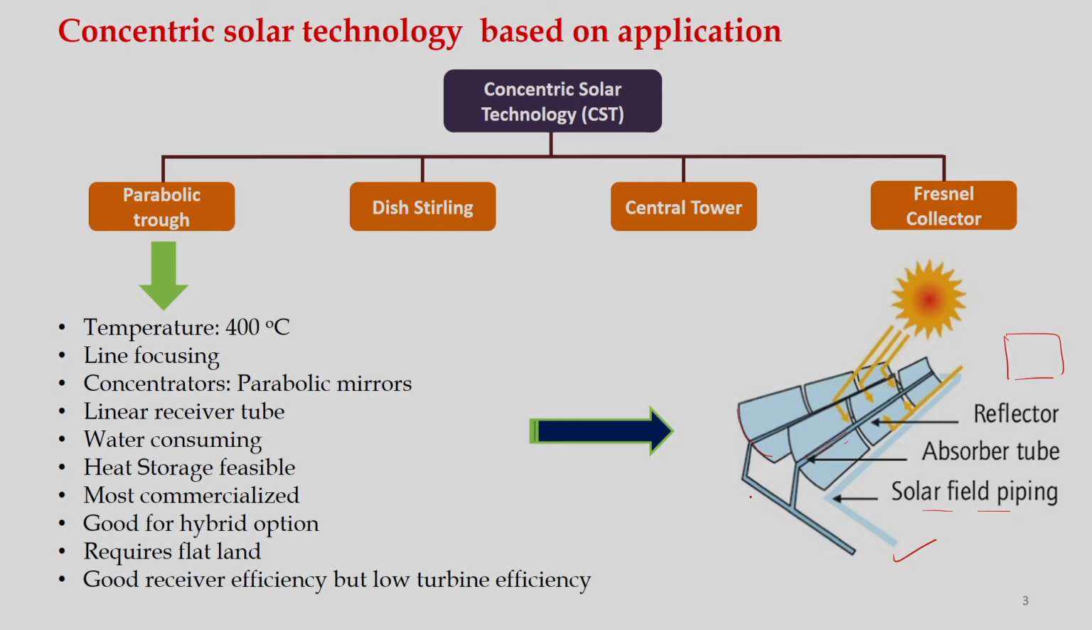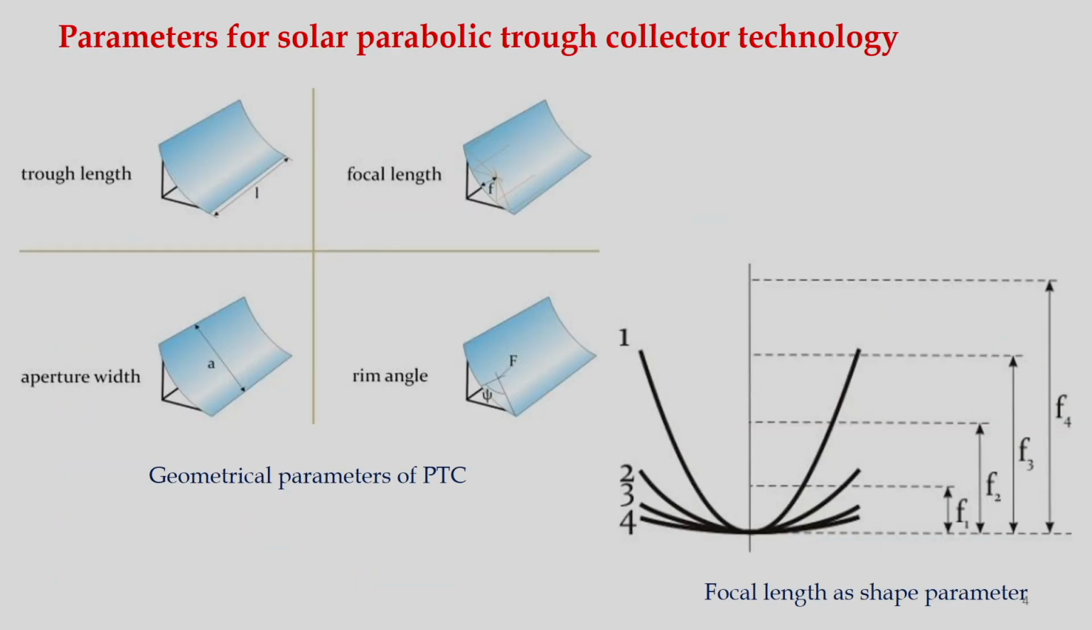Okay, we can hybridize with other technologies, but it requires flat surfaces, or flat land, so that the light can be focused to a particular focal point on that surface. And it has good receiver efficiency, but low turbine efficiency in this kind of arrangement. Let us study more on it.